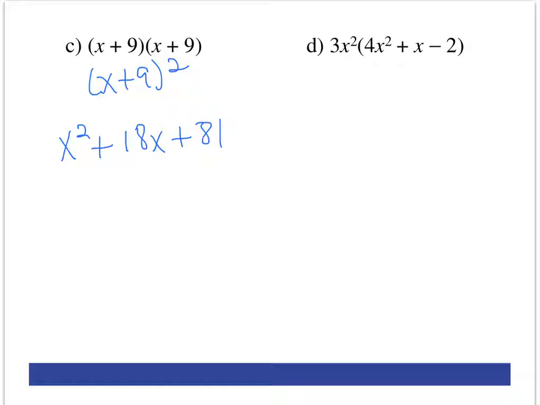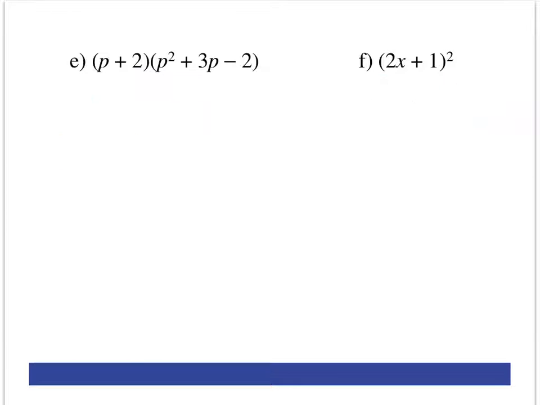On this one, we just have to distribute all the way through, writing from the bottom since I don't have enough room at the top. So 3x squared times 4x squared gives us 12x to the 4th. 3x squared times x gives us 3x cubed. And then 3x squared times the negative 2 gives us a negative 6x squared. And we're finished with that.